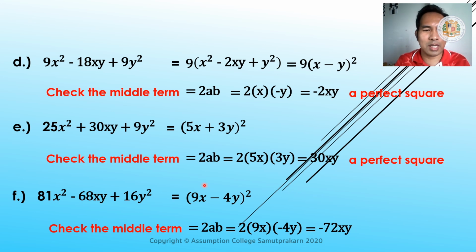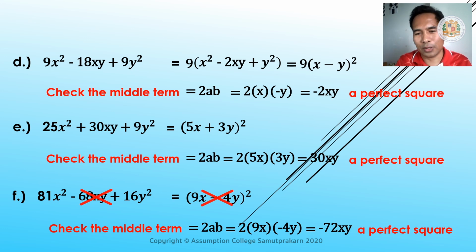No. So that means this polynomial is not a perfect square. So you cannot use the perfect square formula. Okay, do you understand? Okay, so we'll go to the next topic.